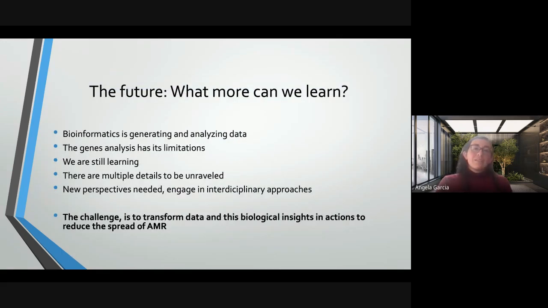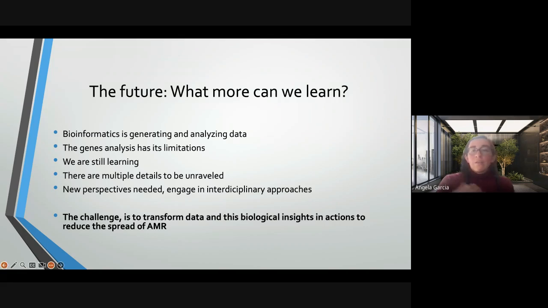And I think that we're reaching the end of my presentation. So for the future, what more can we learn? Bioinformatics is actually generating and analyzing a lot of data. Think of it as a really, really big collection of tools that you want to use when the moment is what you need, depending on the biological question. That's your driver to describe which are the tools that you need for analysis at a specific moment. So bioinformatics can help you with analyzing all that data.